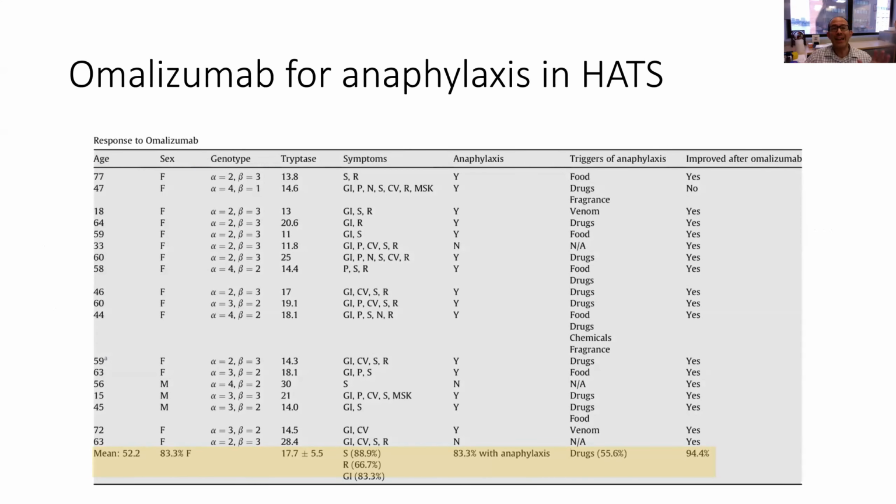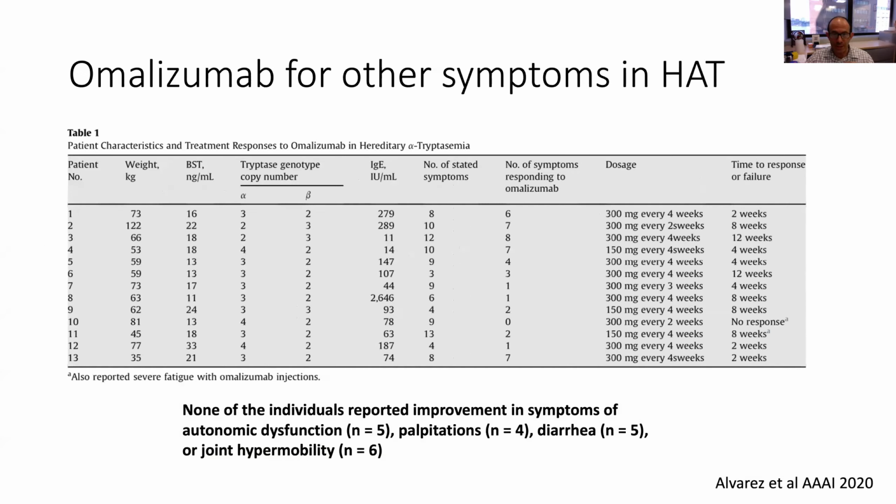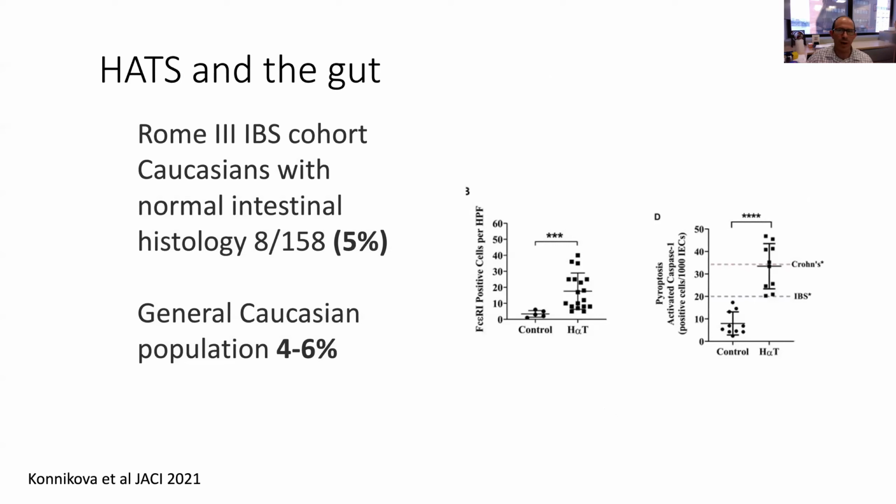I will say again, in a referral biased population who have symptoms and hereditary alpha tryptasemia, omalizumab can be very helpful. What omalizumab does not help very much with is the symptoms of autonomic dysfunction, palpitations, diarrhea, and joint hypermobility, which we don't necessarily think are related to mast cell degranulation to begin with. But yes, if they have those symptoms of mast cell degranulation in hereditary alpha tryptasemia, omalizumab may be very helpful for those patients, and we did see that. And others did as well.